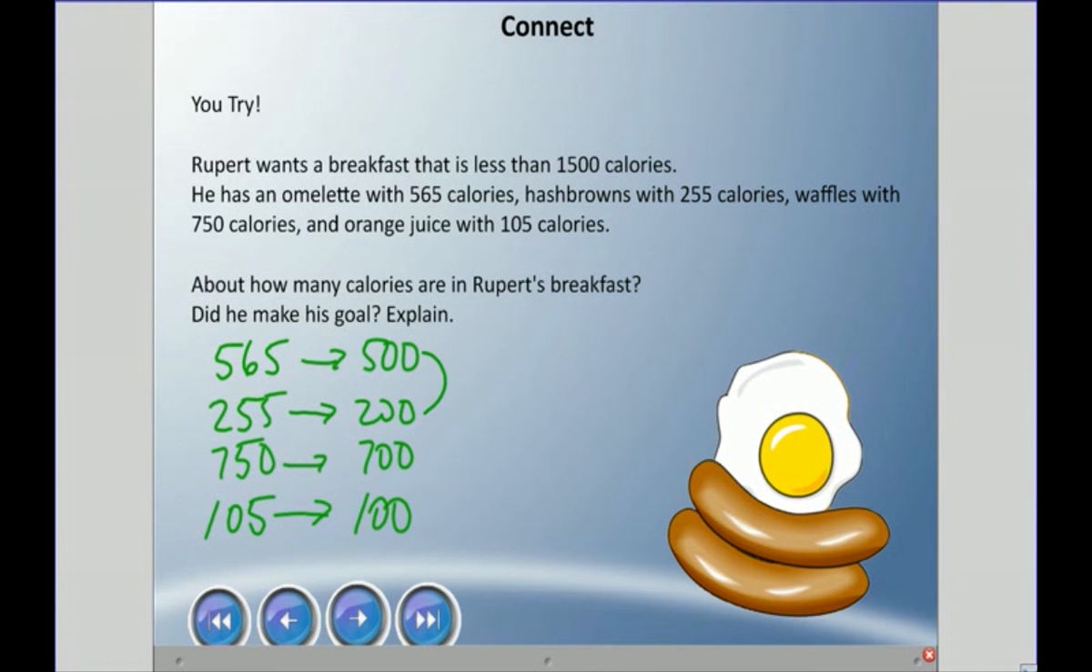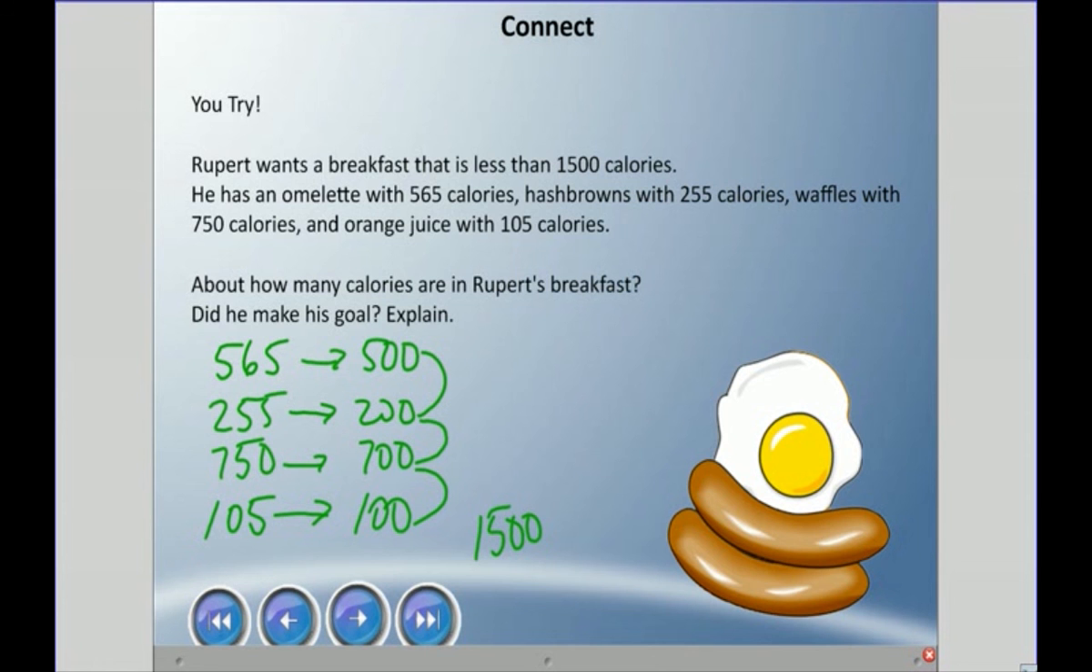I could add all these up. Well, 500 plus 200 is 700. Plus another 700 is 1,400. Plus 100 is 1,500. Well, it's not less, it's exact, if that was our estimate using front-end estimation. But please remember, this is not a close way of estimating.